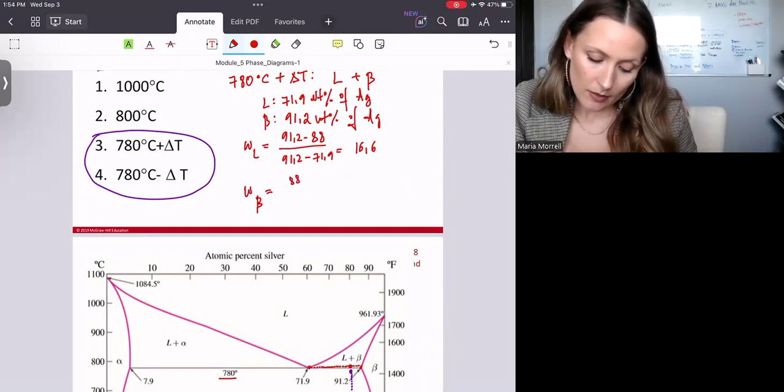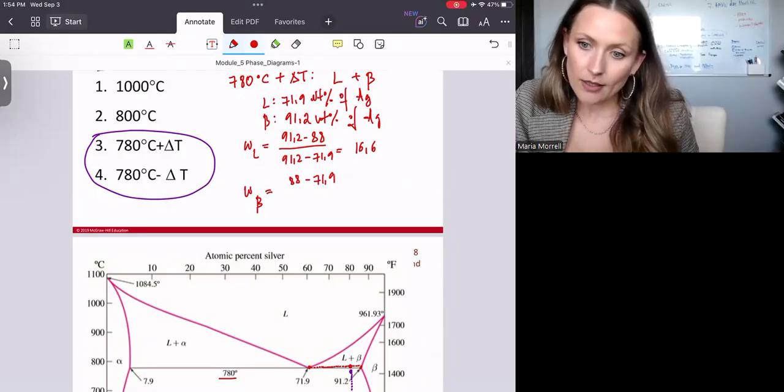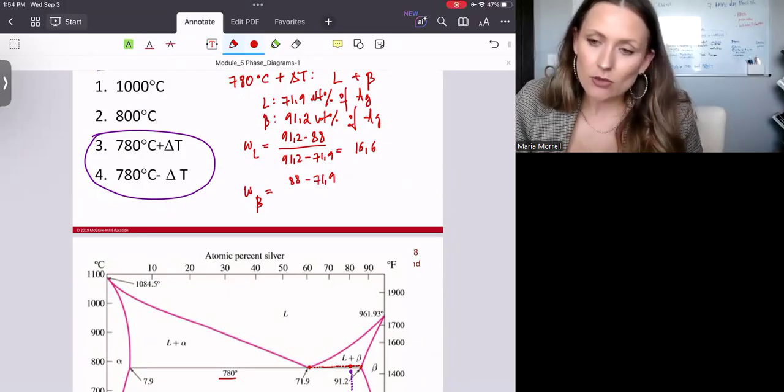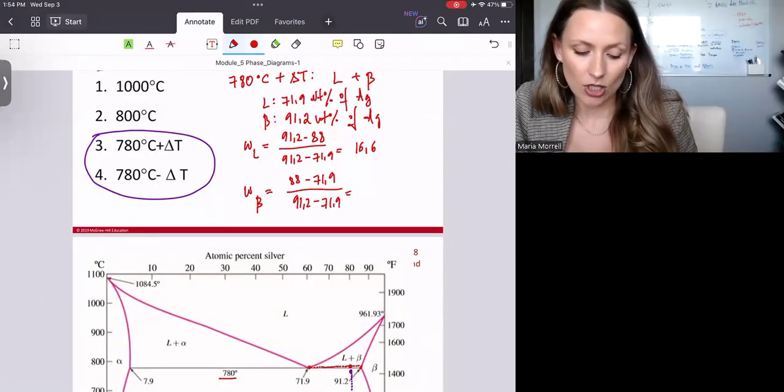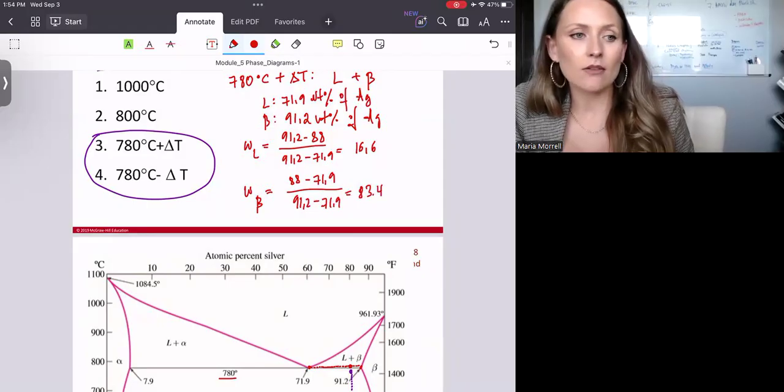I will have 88 minus 71.9. So I'm just looking at the numbers below there. This is how I come up with all of this. 91.2 minus 71.9. Denominator doesn't change. And the answer indeed is 83.4.